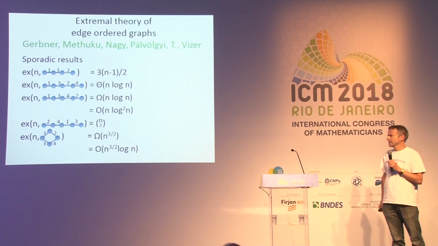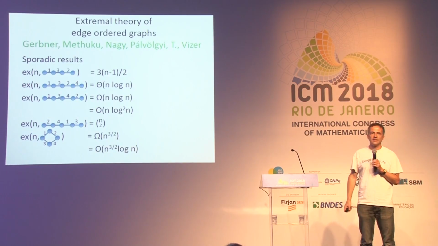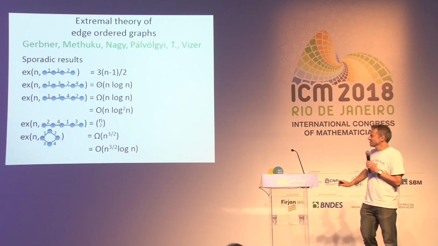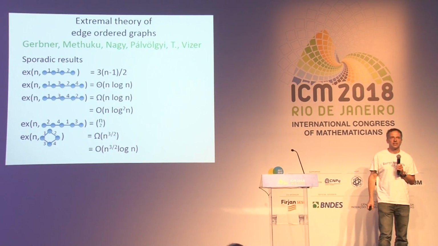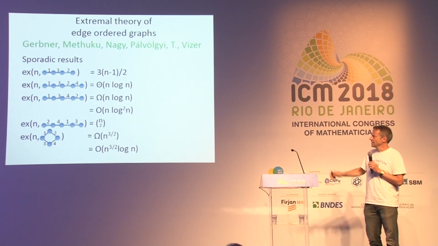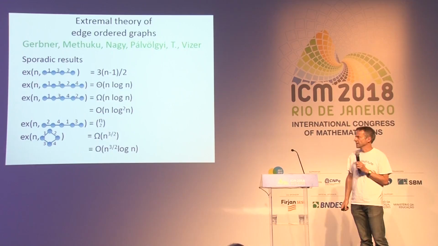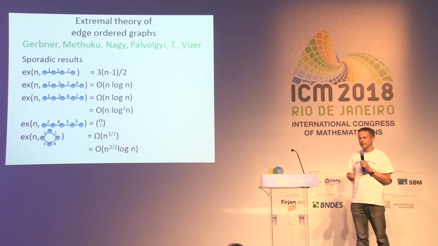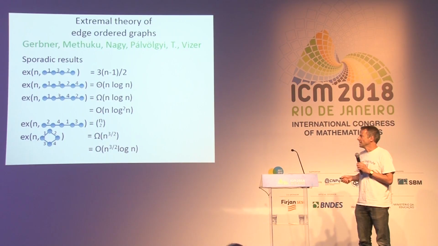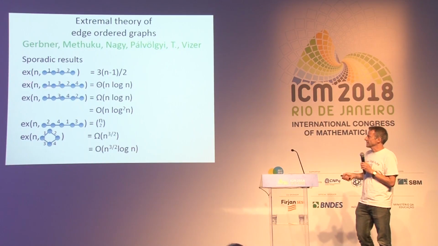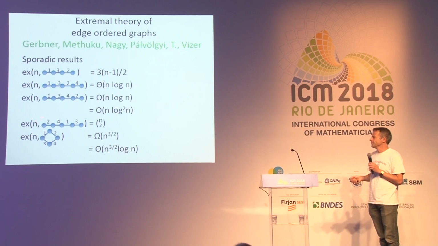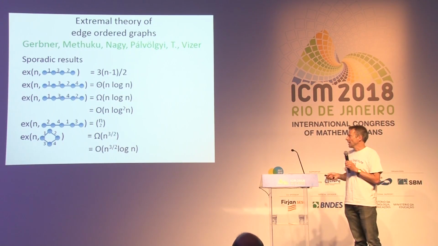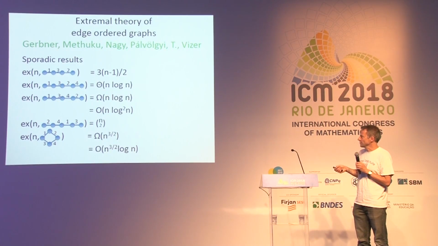So first I list a few sporadic results, because sporadic results sometimes are more interesting than the general theory. Here it will be the case that the sporadic results are more interesting, but this is how we started anyway. So these are a few paths of length 3 or 4 that we could figure out the extremal function for.